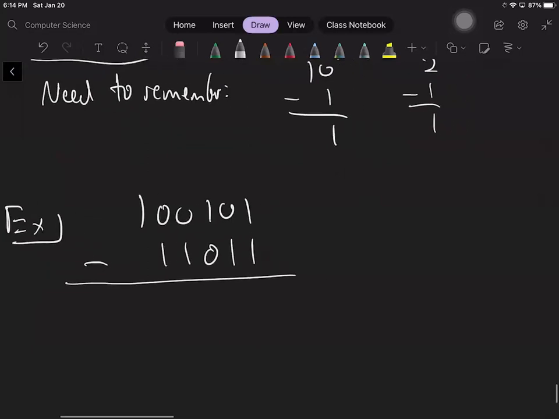Okay, so 1 minus 1, that's 0. That's not so bad. But the next one, 0 minus 1, is where you have to borrow. So you have to take the 1 out from this one, turn it into a 0, and give the 1 to this one. Now you're in this situation. 1 0 minus 1 is 1. Okay, now we're here. 0 minus 0 is 0.